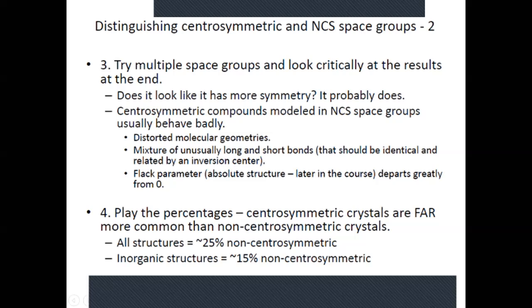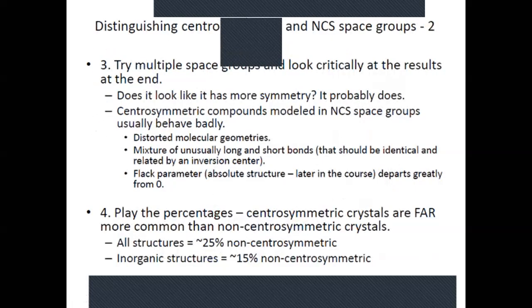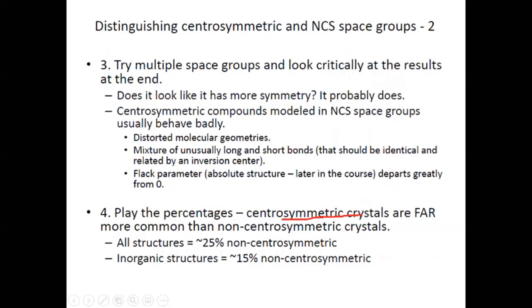But in summary, though, centrosymmetric crystals are a lot more common than non-centrosymmetric crystals. But if you have a chiral compound, most likely it's going to be a non-centrosymmetric space group if it's an enantiomer pure compound.